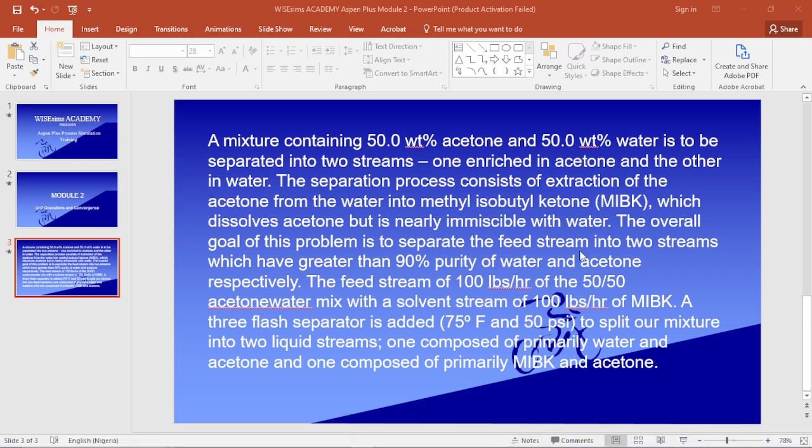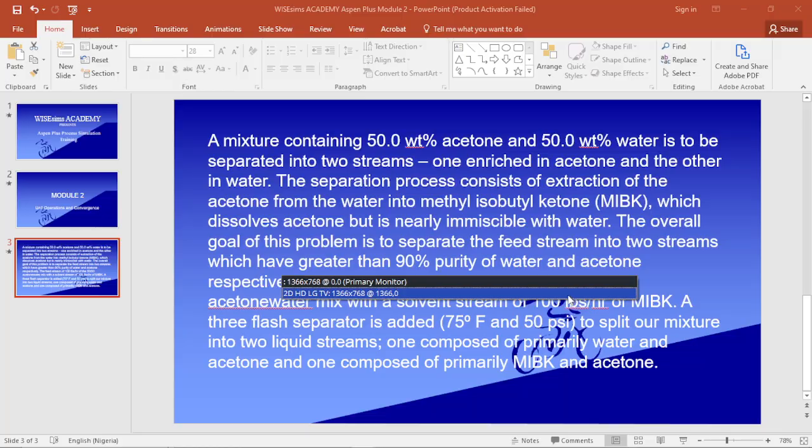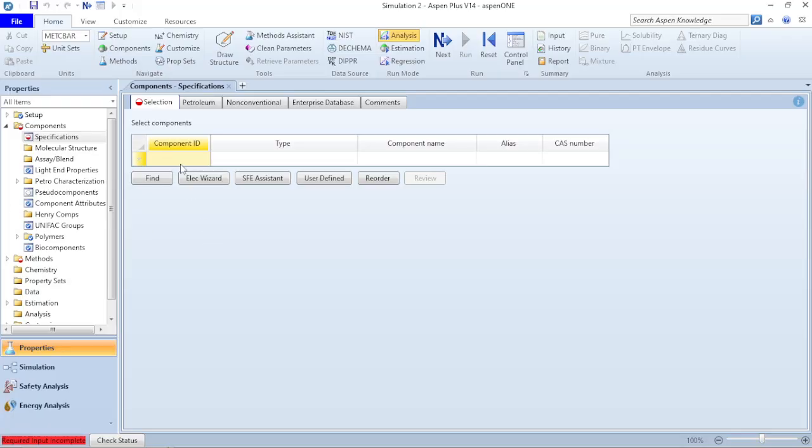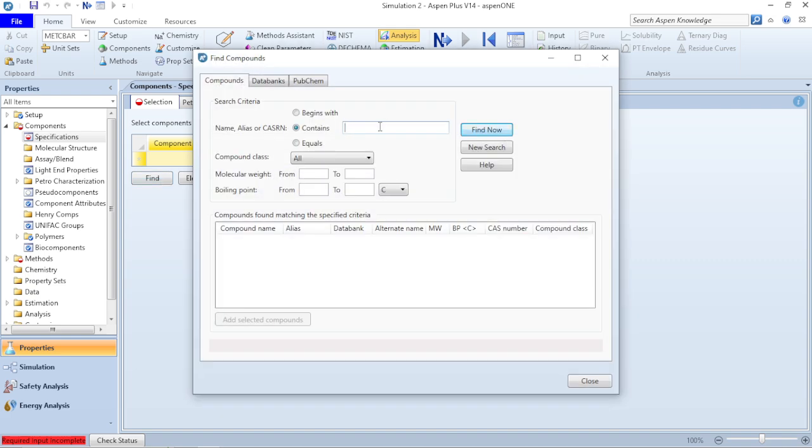To go further into this, you need to take note of your components. The first component we are using is acetone, the next is water, and MIBK is the third one. The best way I love to add my components is using the CAS number. I feel that's the fastest way to get it. You just browse it, get your CAS number for any component you're working with, and then you move on.